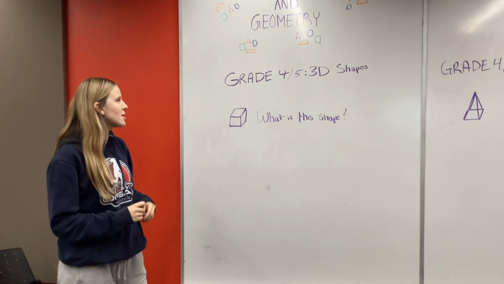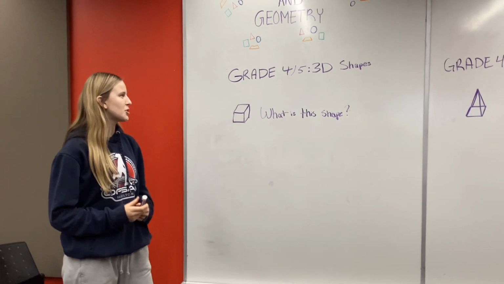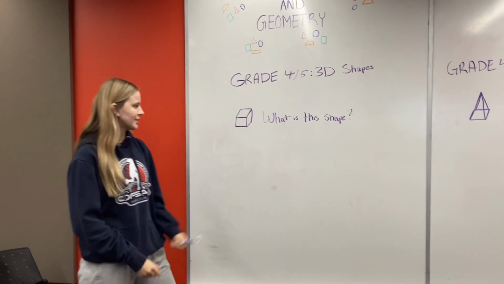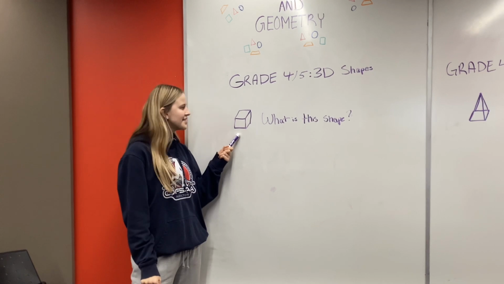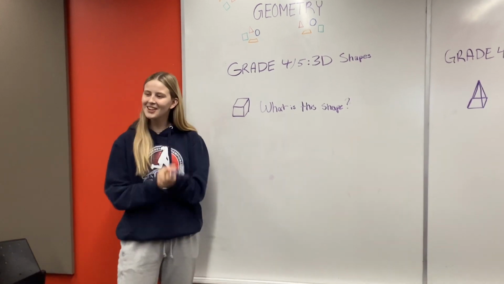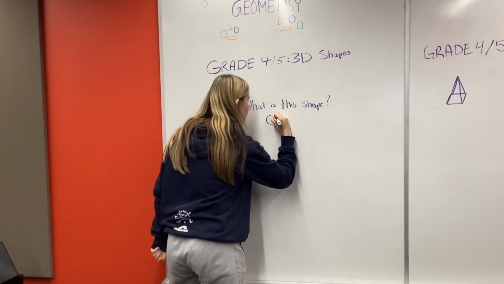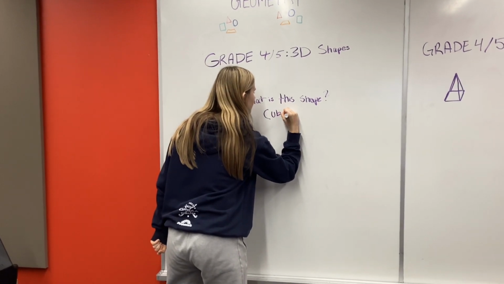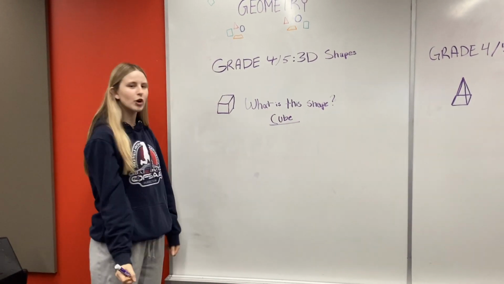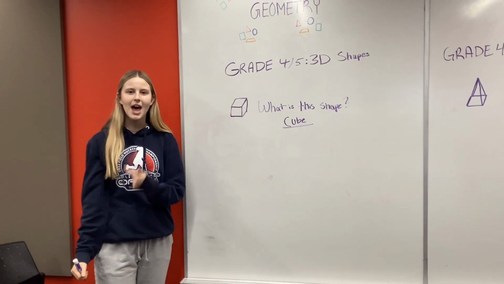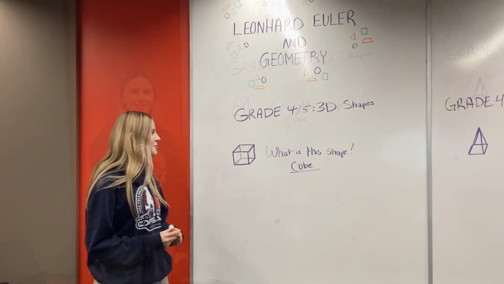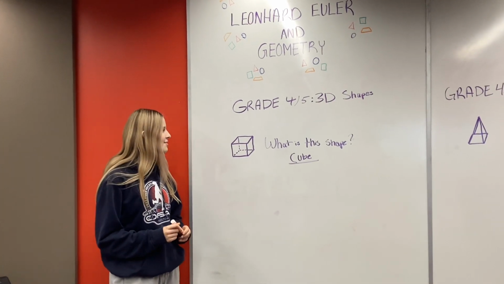So today we're doing a grade 4 to 5 lesson and we're going to do 3D shapes. So first, can anyone tell me what this shape is? It's a cube. This is our first 3D shape that we're going to learn today. And we're going to learn what a vertex is, what an edge is, and what a face is. We're going to do a recap on our vertices, edges, and faces.